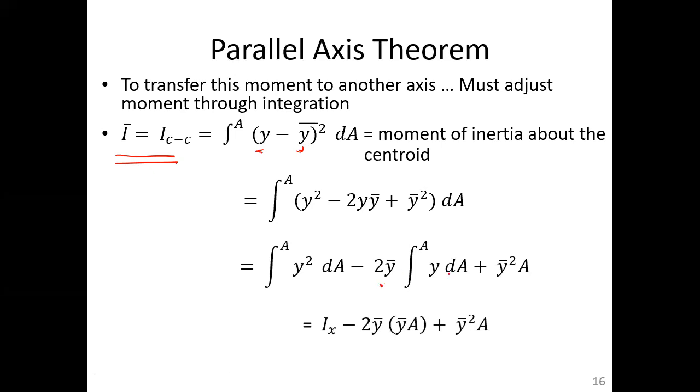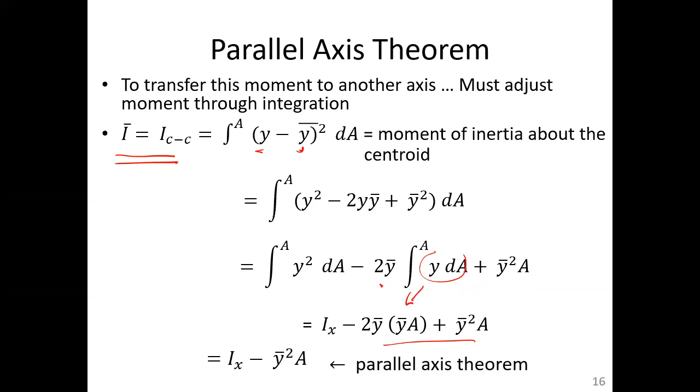So these two terms, if you look at this one, that's basically the definition. That's y bar A, that integrand. So you basically have minus 2 y bar squared A, and then you combine those two, and you get the parallel axis theorem. So what this says is the moment of inertia about the centroid is equal to the moment of inertia about some arbitrary x-axis minus y bar squared A. Y bar in this case is the distance between the center of area and that arbitrary x-axis.